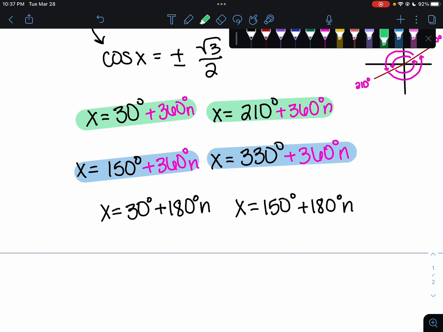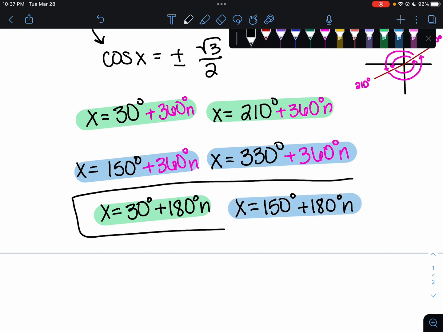If you need a better understanding of this, please make sure you ask in class. I tried to color coordinate them so you can see, but this down here would be the final answer that we are looking for in this problem.